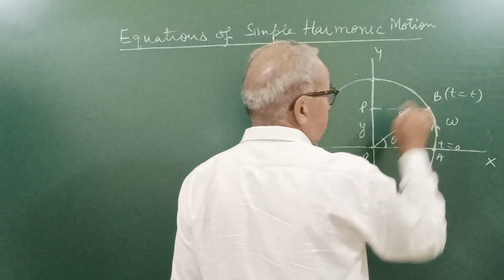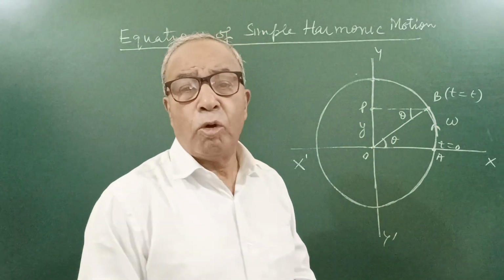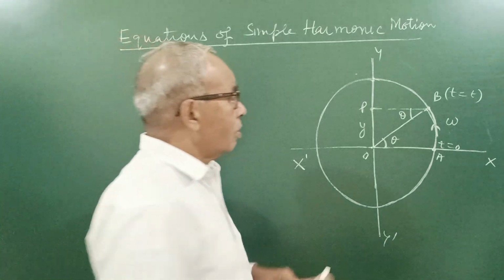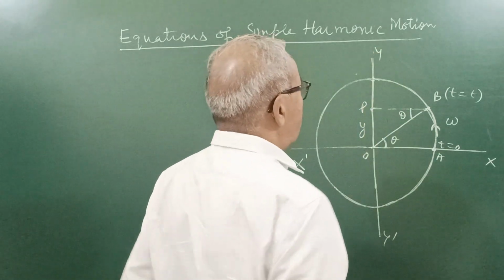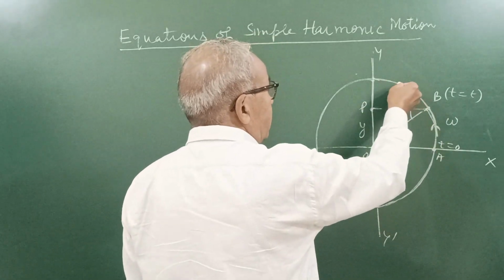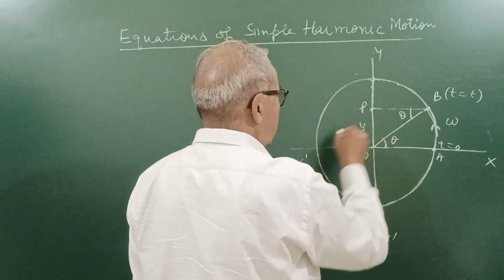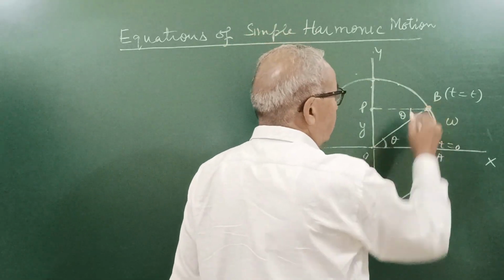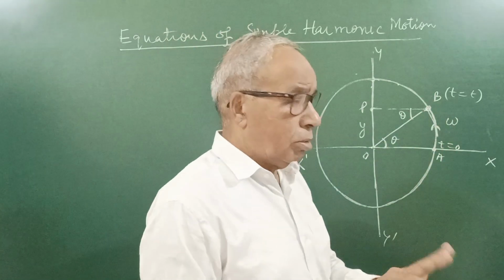Now from point B, I have drawn a perpendicular to P. This point P is called the foot point or projection point. Please try to understand this simple thing. The perpendicular from point B on the YY' diameter is called the foot point or projection of point B. As the body moves further, the foot point also moves along the diameter.